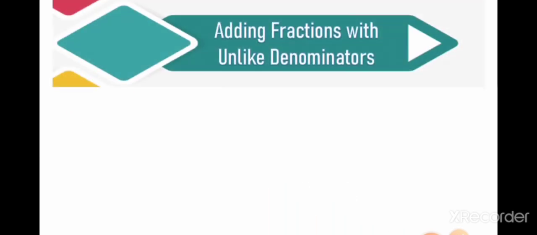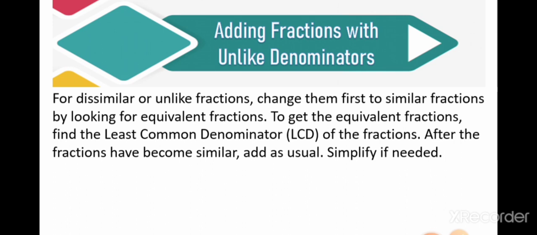Next, adding fractions with unlike denominators. So, kung kanina, mga like denominators or similar fraction, ngayon naman, unlike denominators. So, dito, for the similar or unlike fractions, change them first to similar fractions by looking for equivalent fractions. To get the equivalent fractions, find the least common denominator or LCD of the fractions. After the fractions have become similar, add as usual. So, simplify if needed.